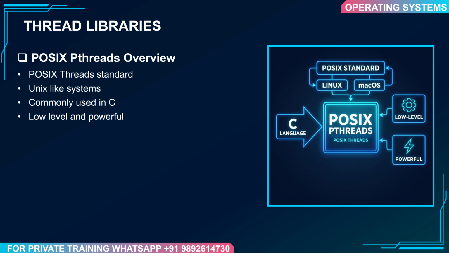One of the most widely used thread libraries is POSIX Pthreads. Pthreads stands for POSIX Threads. POSIX itself is a set of standards for Unix-like operating systems such as Linux and macOS. Pthreads is not tied to one programming language, but it is most commonly used with the C language. It gives programmers a low-level but very powerful way to work with threads.